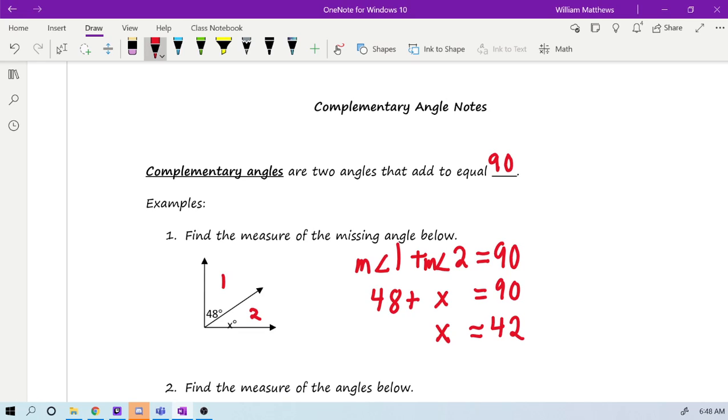So now, depending on what the question is asking, you can either say x equals 42 if we're solving for x, or, since it asks for the missing angle exactly, we can say that the measure of angle 2, which is the same as x, will be 42.